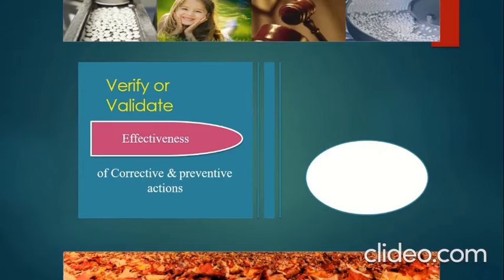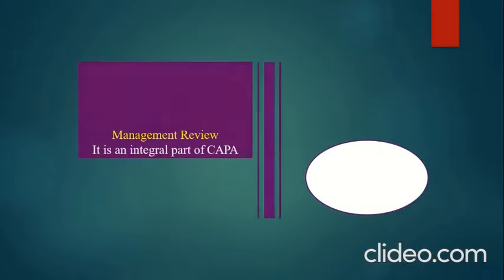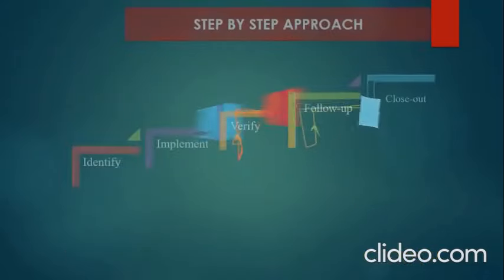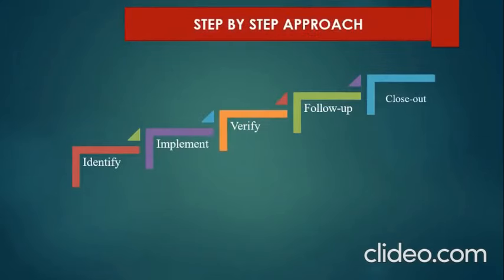Here I would like to show you a step-by-step approach of CAPA. First, identify the problem and root cause, then implement the corrective and preventive action to remove the problem and prevent recurrence of the problem. Then verify the effectiveness of CAPA, then follow up whether this problem is fully removed or not, then close out the CAPA.